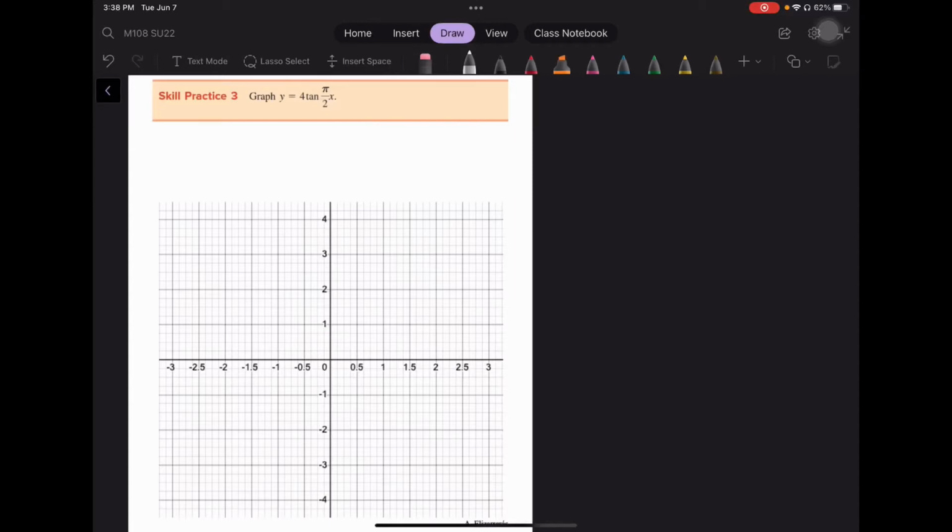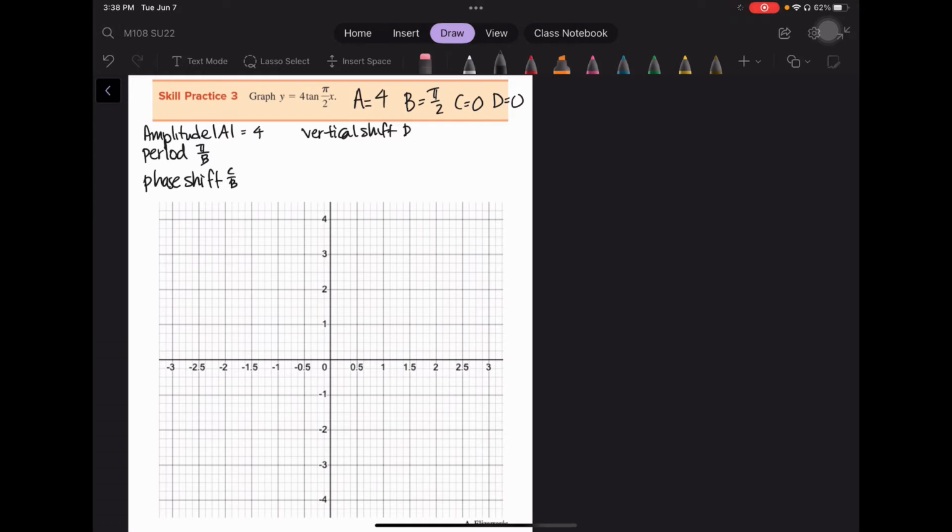When graphing the tangent, we want to figure out if we have amplitude changes, if we have a phase shift, if our period is different, or if we have a vertical shift. So we want to identify A, B, C, and D. Our amplitude is the absolute value of A, which is 4. Our period is pi over B, or pi over 2, which simplifies to the number 2, no pi.